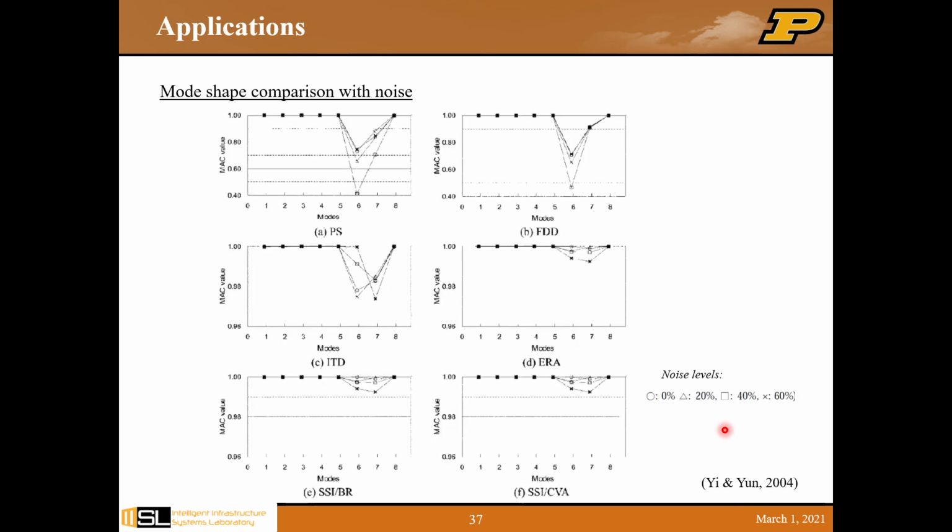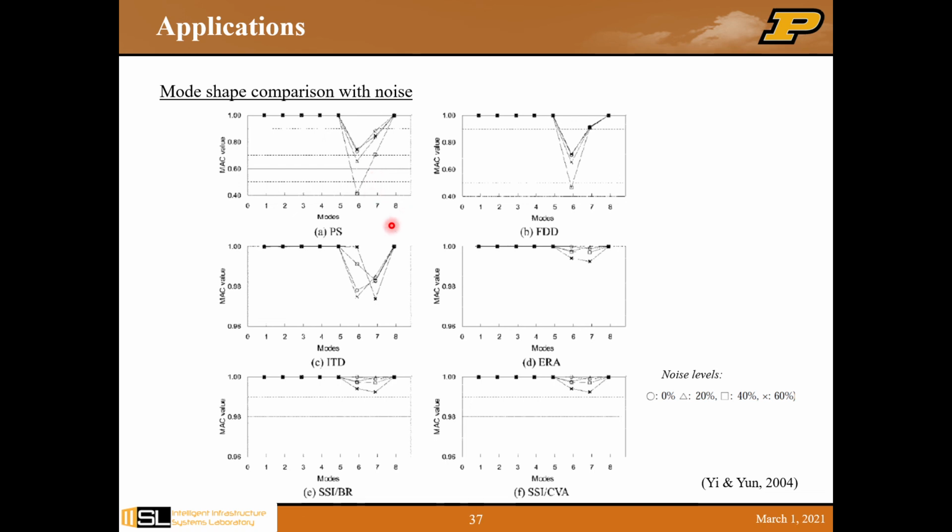The second comparison showing here is the mode shape comparison with noise. Again, we have the frequency domain methods and the time domain methods in the bottom four figures here. One thing we need to pay attention to is modes number 6 and number 7. You can see that almost all of these figures have a relatively lower MAC value, meaning that the mode shape accuracy is quite low.